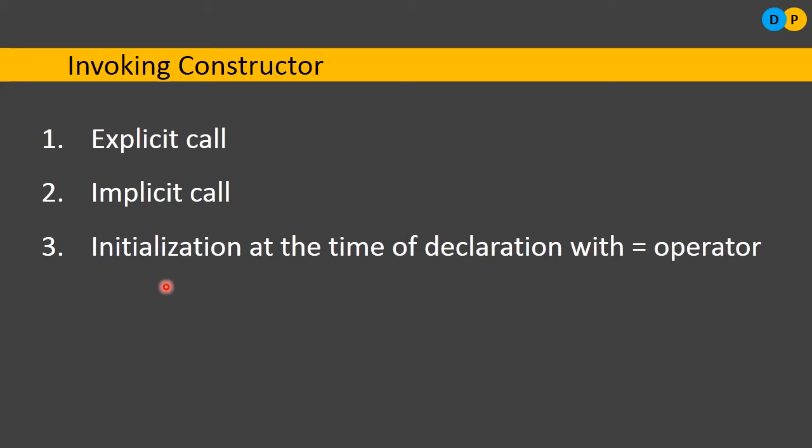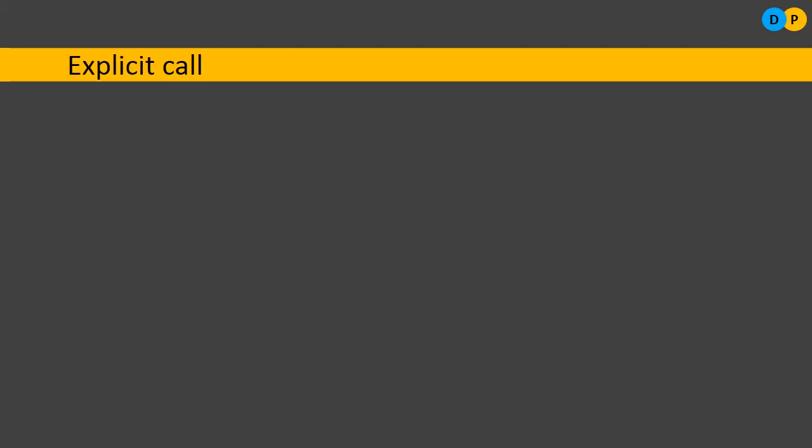Yes, that is sure. The constructor will be automatically called, but even a constructor can be invoked in three different ways: explicitly, implicitly, or by initialization at the time of declaration with the assignment operator. So we'll study each one of them in detail. First, the explicit call. Here we will be calling the constructor explicitly. Directly we will be invoking it.